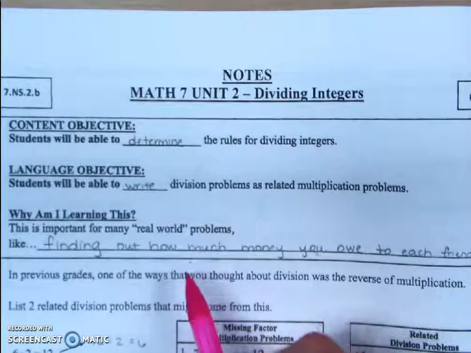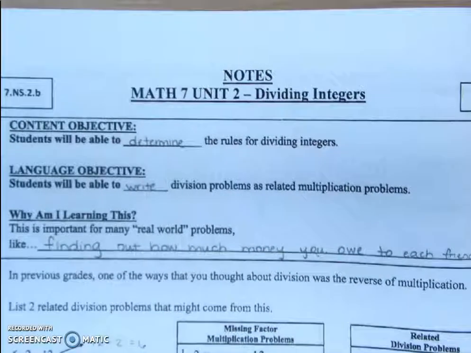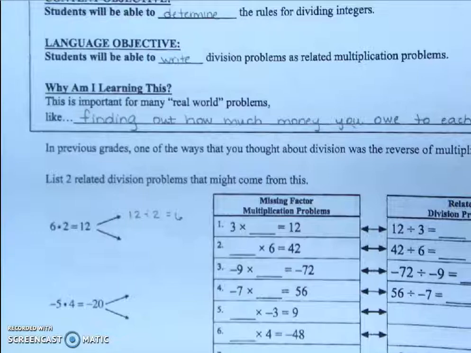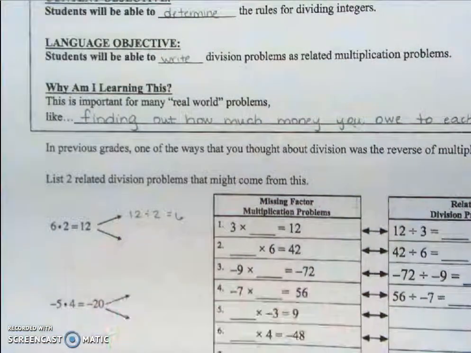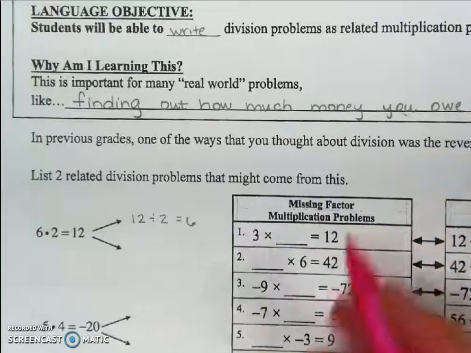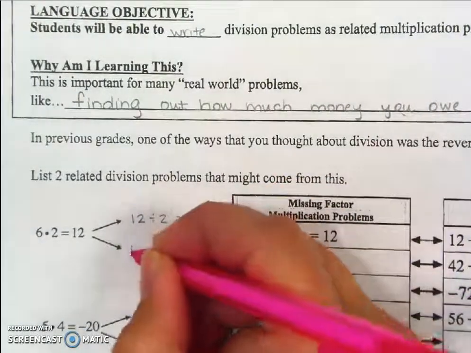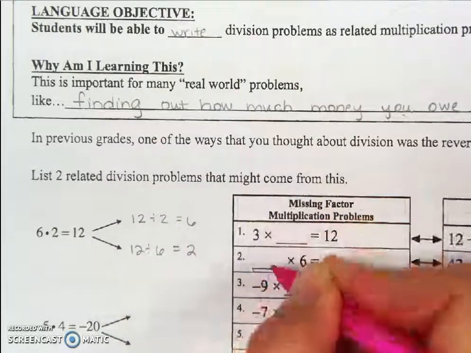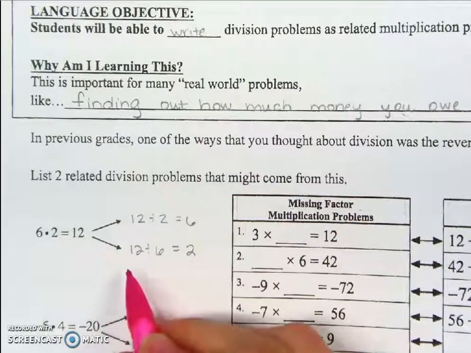All right, so let's look at what you would have talked about in previous grades. So let's look at the relationship between multiplication and division. So we know that if we have 6 times 2 equals 12, that means 12 divided by 2 equals 6, or 12 divided by 6 equals 2. You should remember these little multiplying and division families.